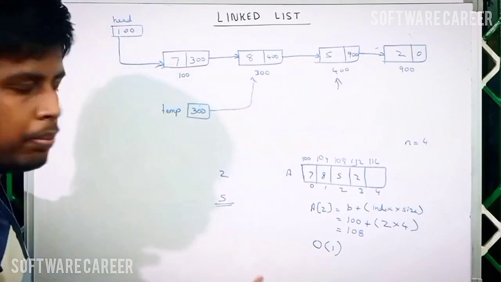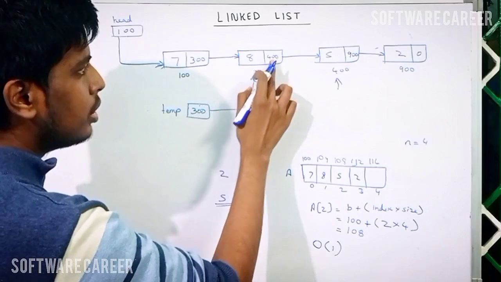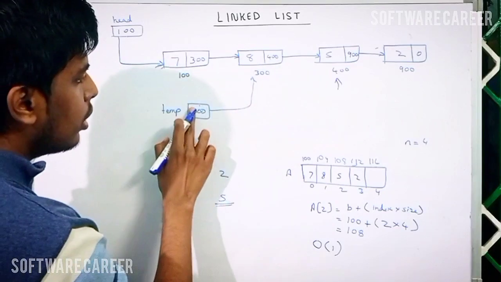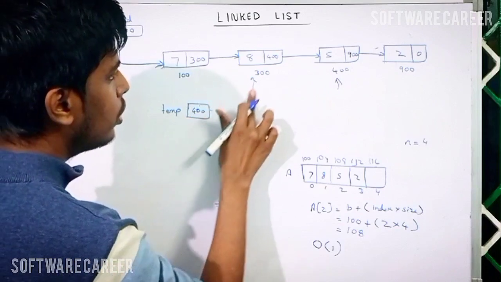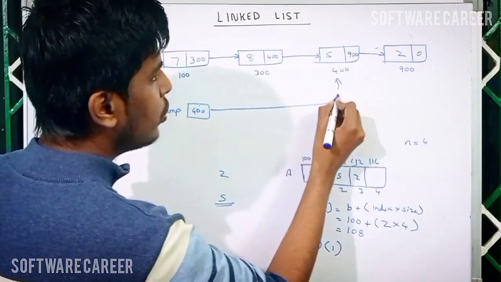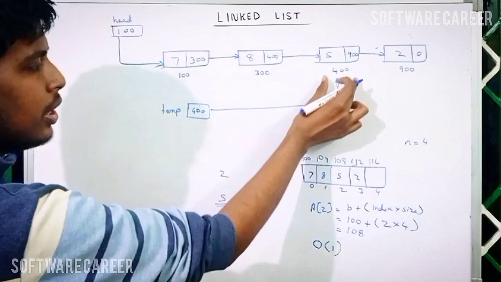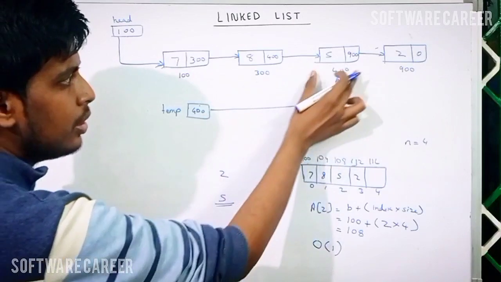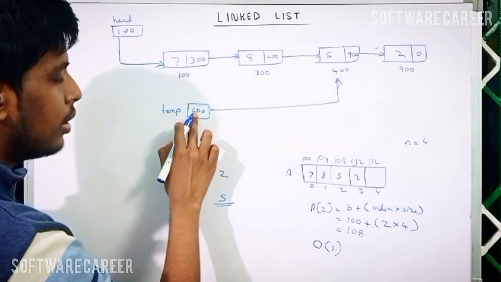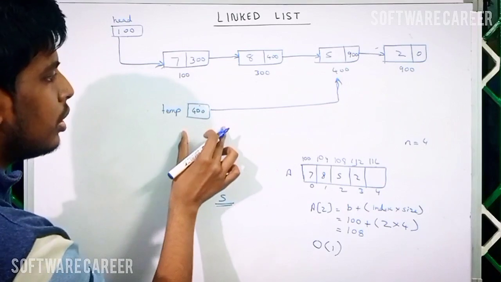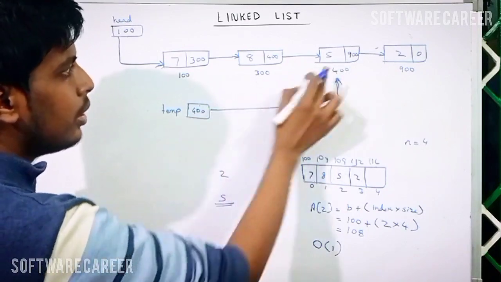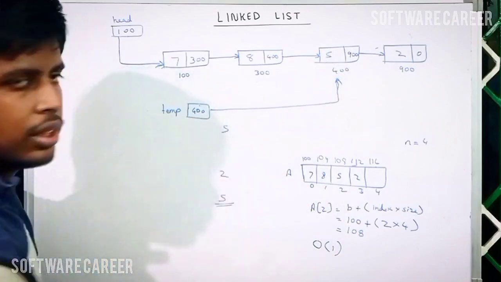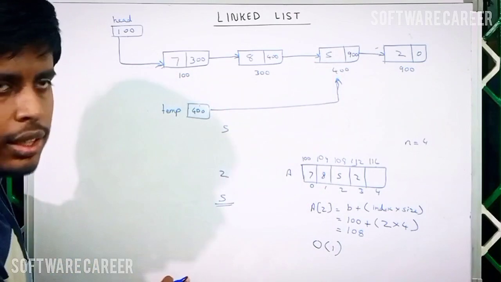Now temp equals temp next. So 300's next is 400. So this 300 will change to 400. Now it will point here. Now you want to find the element present at this node. The address is 400. So you should return temp data. Temp data, 400's data, is 5. So it returns 5. So how much time does it take?